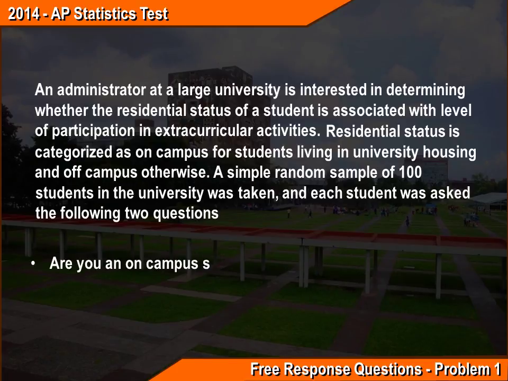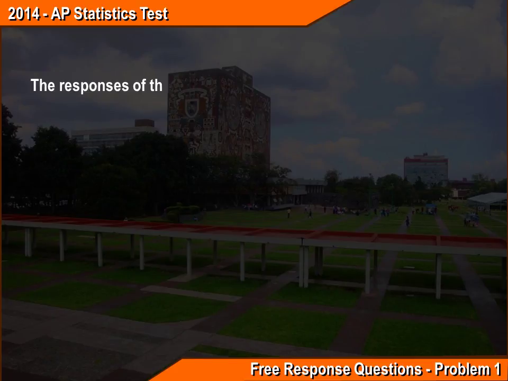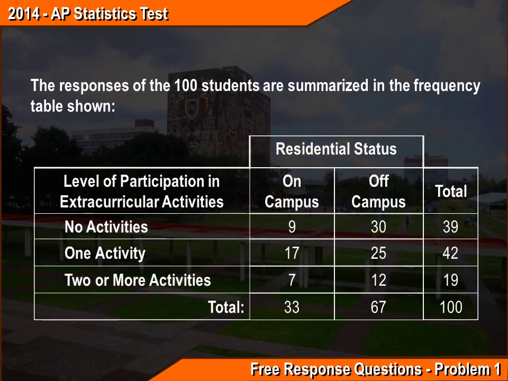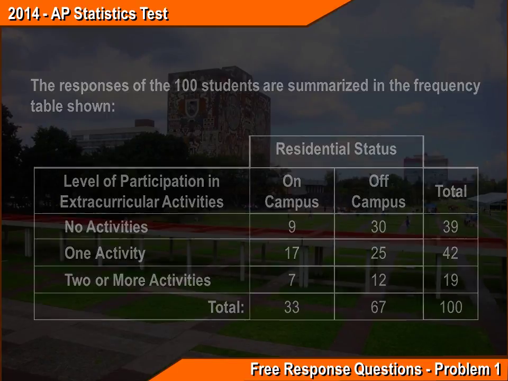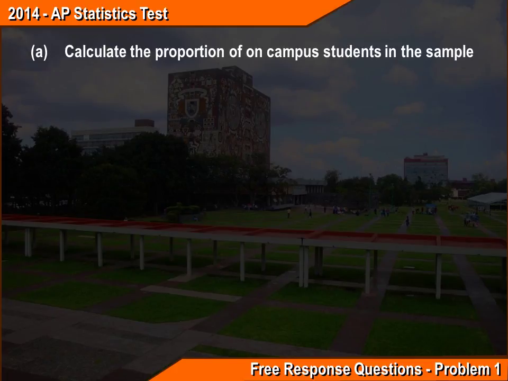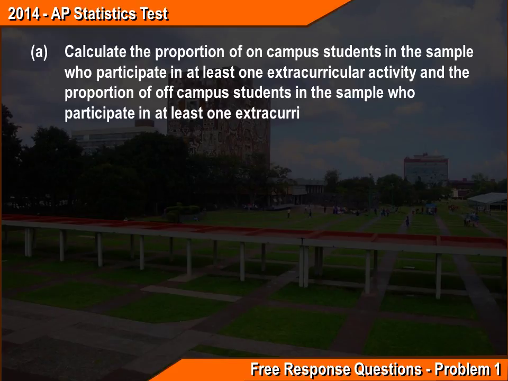questions. Are you an on-campus student or an off-campus student? In how many extracurricular activities do you participate? The responses of the 100 students are summarized in the frequency table shown. A. Calculate the proportion of on-campus students in the sample who participate in at least one extracurricular activity and the proportion of off-campus students in the sample who participate in at least one extracurricular activity.